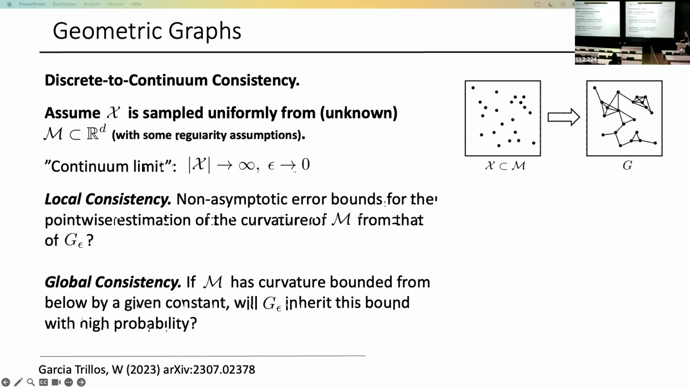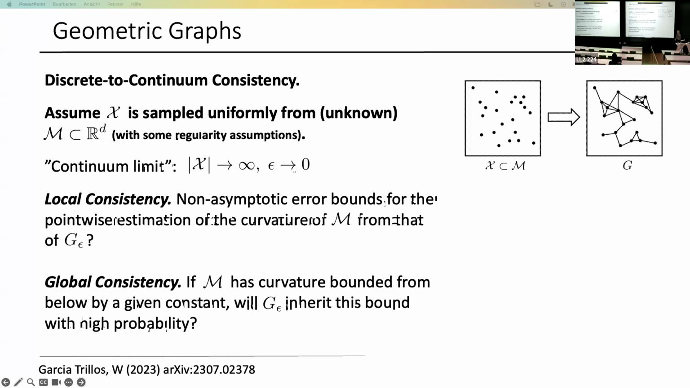We are, of course, particularly interested in curvature, right, in this context here. And for curvature specifically, we can ask two types of questions. We can ask point-wise, can we recover point-wise the local curvature at a single point on the manifold? And then also, even though curvature, or the Ricci curvature that we're considering here, is a very local measure, can that tell us anything about the global geometry of the manifold?